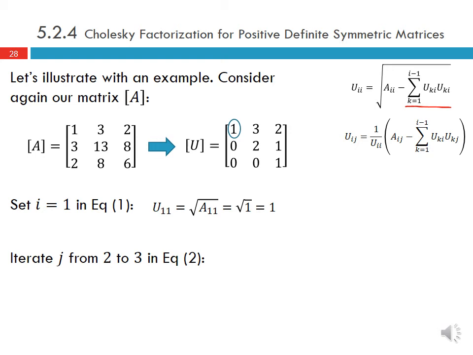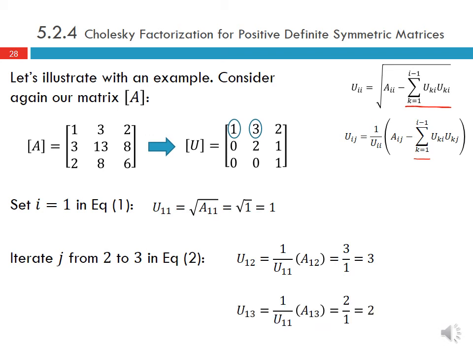Then we iterate, j goes from i plus 1, so in this case 2, to 3 in equation 2. So U12 is equal to 1 over U11 times A12. And again, you can see the sum does not appear here because, again, we're going from k equals 1 to 0. So the sum doesn't contribute. So our U12 is equal to 3, and that appears in the matrix here.